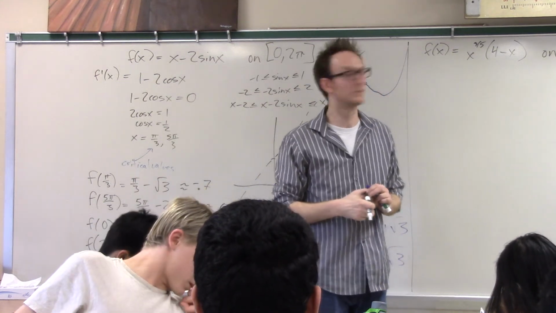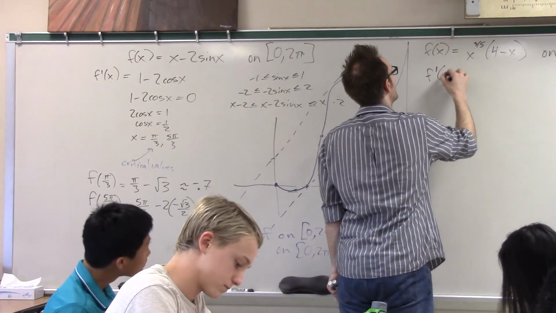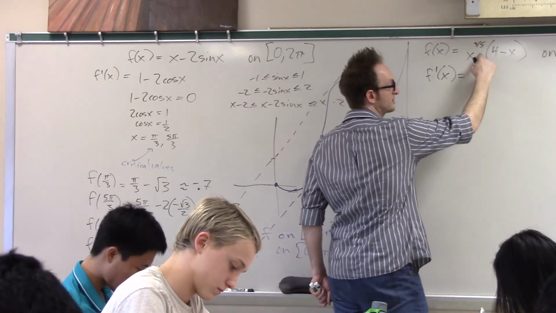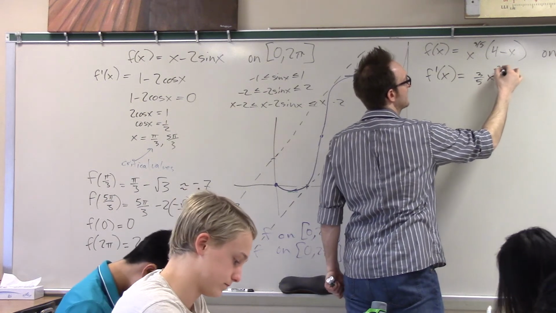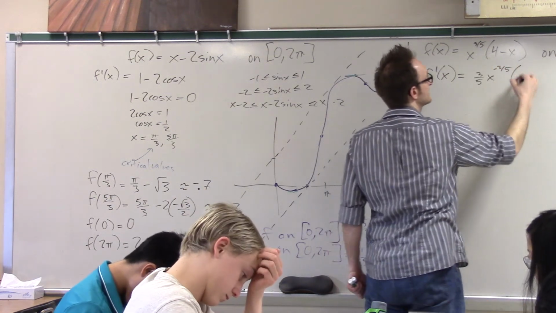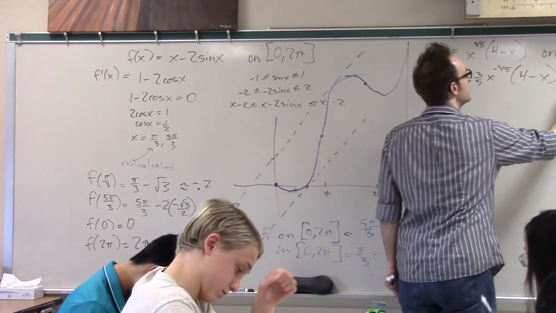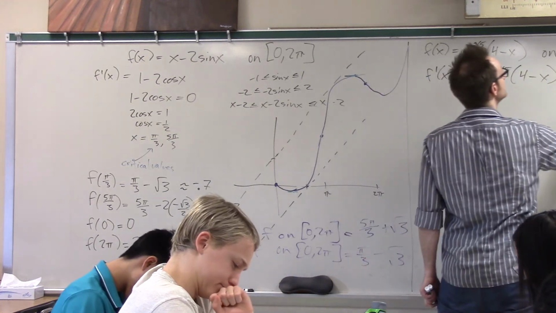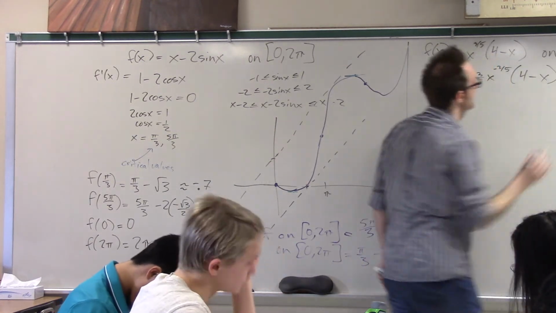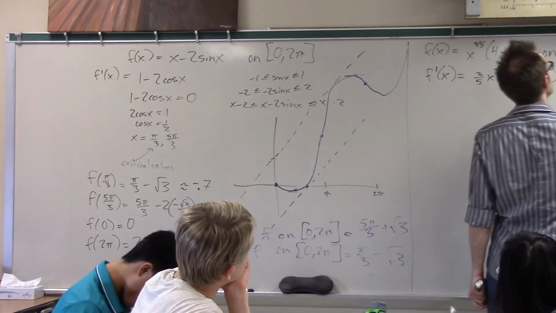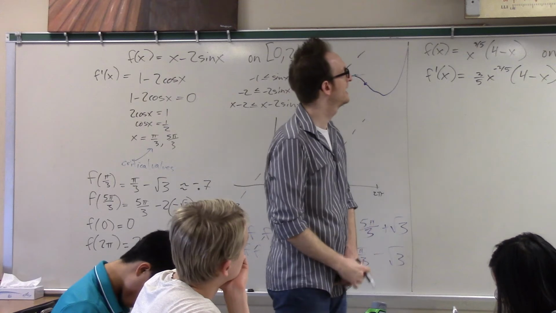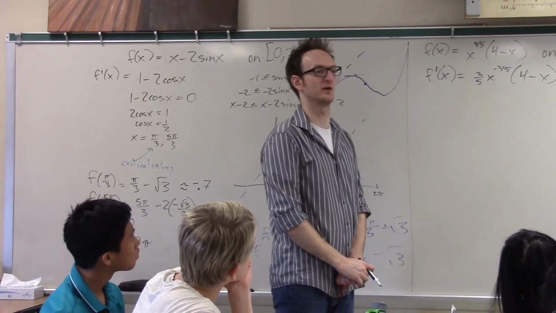Product rule? Yeah. Okay. So the derivative is the derivative of the first, which would be 3/5 x to the -2/5, times the second, 4 minus x, plus the first times the derivative of the second, which would be -1. Okay, that wasn't too bad. Now I have a whole bunch of gross.